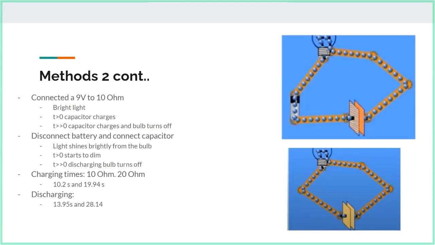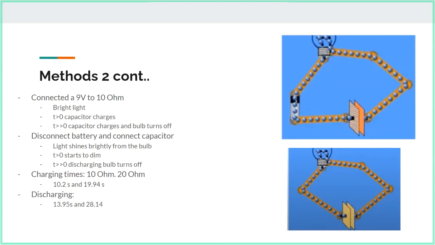Finally, I set up the following circuit and connected a 9-volt battery to a 10-ohm bulb and a 200 mF capacitor, which caused the light bulb to shine. When T was initially greater than 0, the capacitor was charging and the bulb was dimmed, as the current ultimately slowed down. When T was much greater than 0, the capacitor had finished charging and the bulb had turned off while the current stopped flowing through.